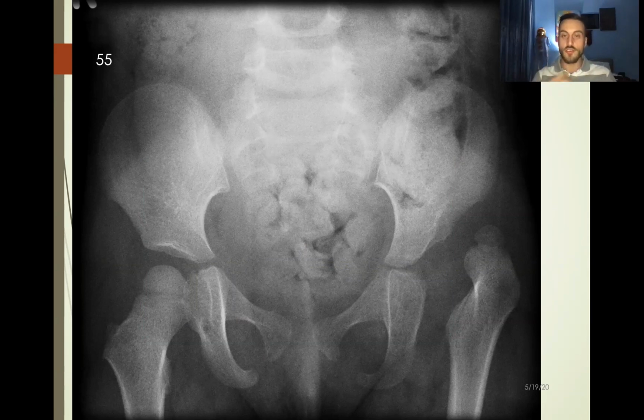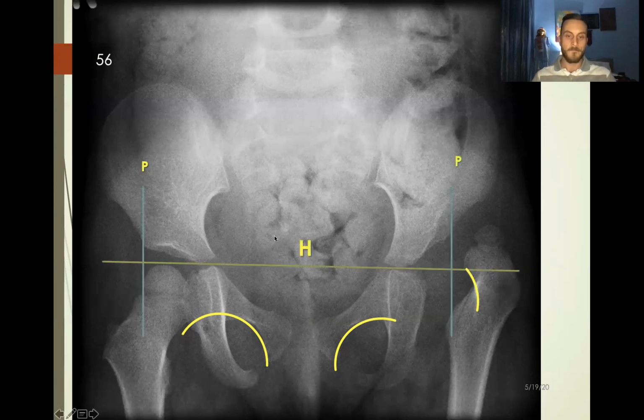The second line is called Shenton's line, which is the medial aspect of the femoral neck along with the inferior border of the superior pubic rami. It should be a line which is not disrupted. You can see how much it is disrupted. On the right side, it's a smooth, nice line. On the left side, it is very disrupted.